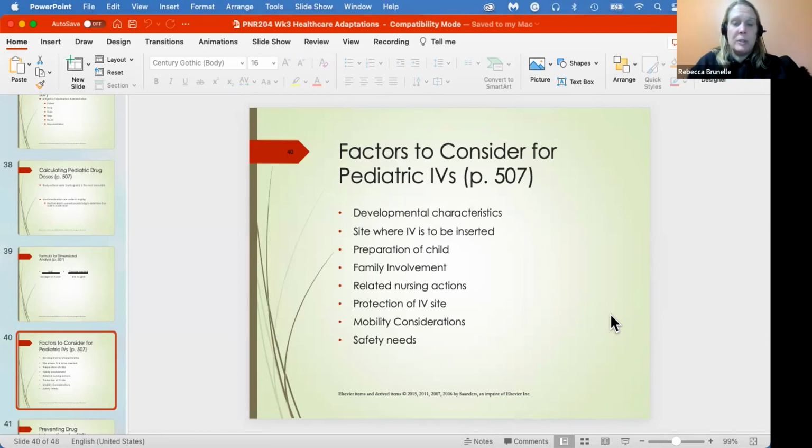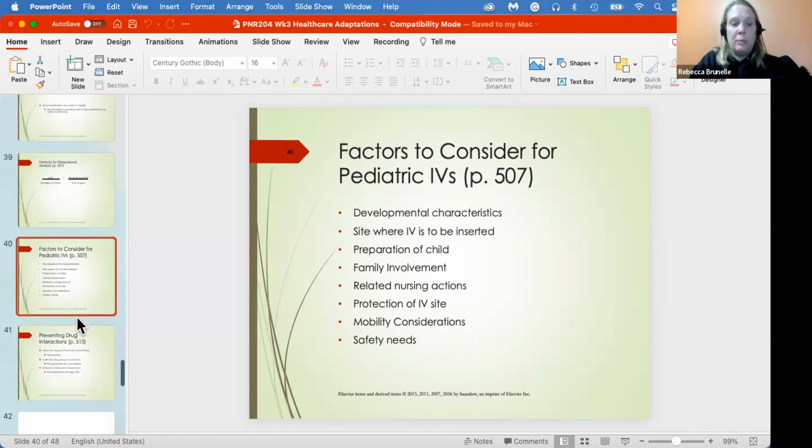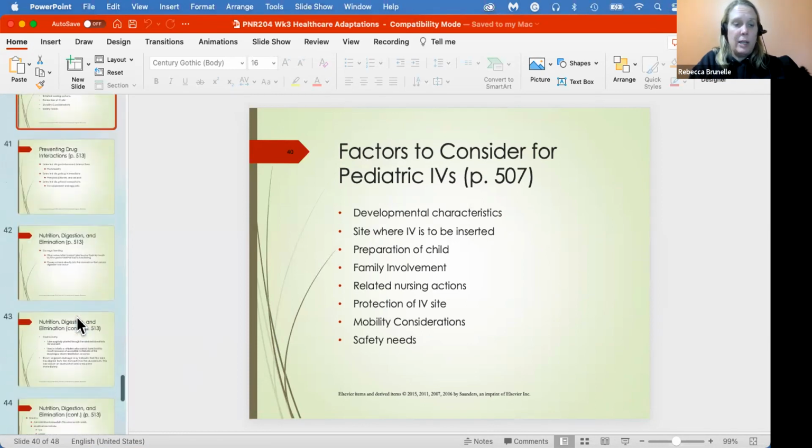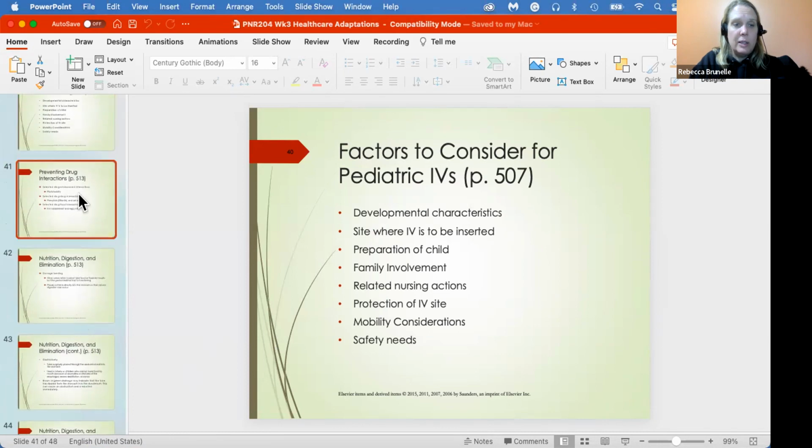So I think this was on a previous slide, where we talked about the things to consider when you're placing an IV in a kid: thinking about their developmental level, preparing them for it, and using their hand if at all possible.